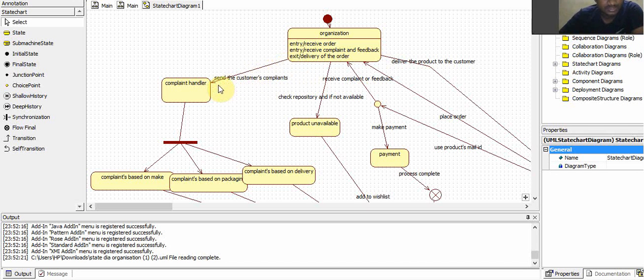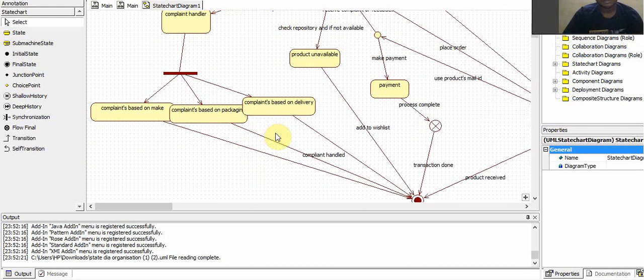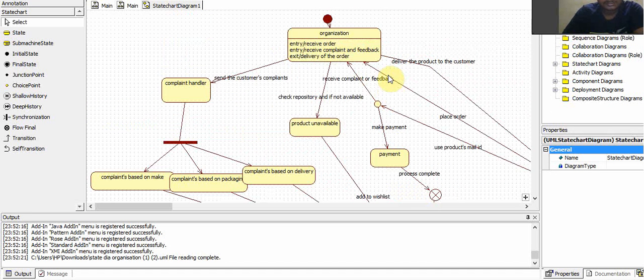Then the next one I am giving is sending the customer complaints to a complaint handler. It is another state. The complaint handler has synchronization, because it can be divided into three types. That's the complaints based on the make, that means on its production itself some problem is there, then the complaints based on packaging and the complaints based on delivery. All these three cases are looked at here. If the complaint is handled, then it goes to the final state, that is the last state here.